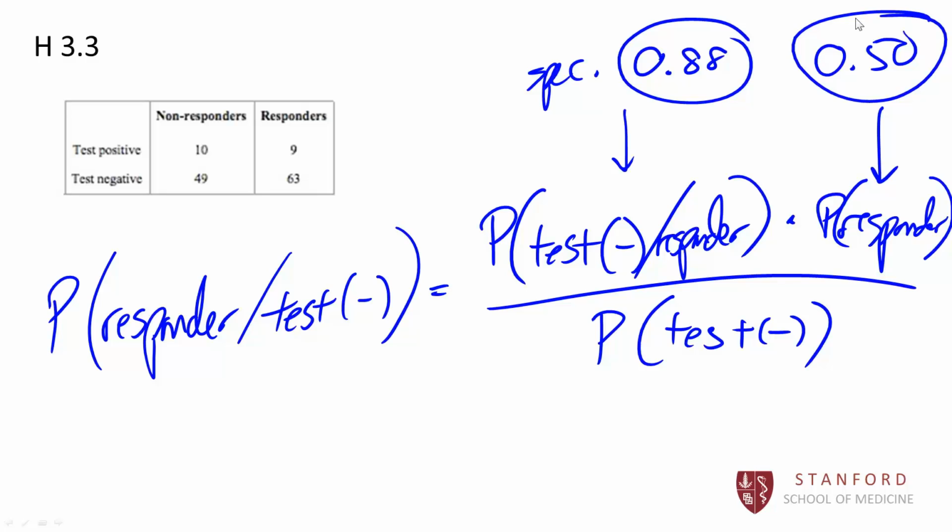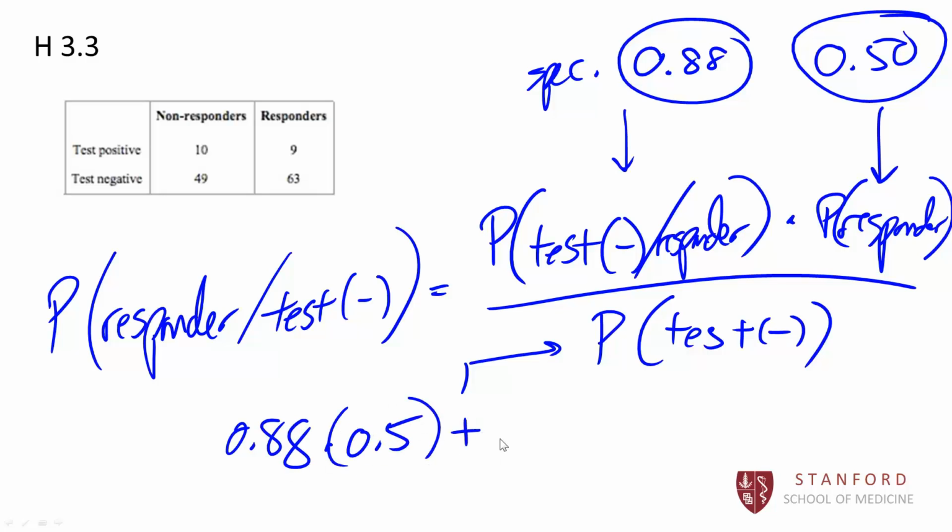The probability of having a negative test, again, we're going to use the expanded definition here. What we're going to do is multiply the specificity times the prevalence rate in the population and add that to 1 minus the sensitivity, or 1 minus 0.12. Excuse me, I believe it was 0.17. It's 1 minus 0.17 multiplied by 0.5.